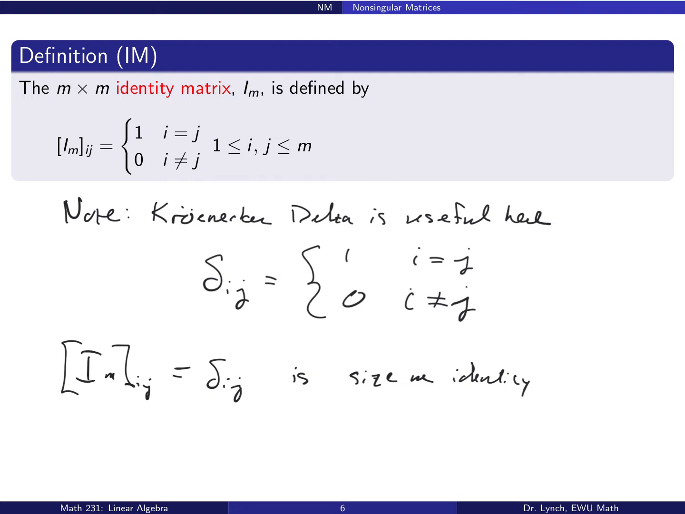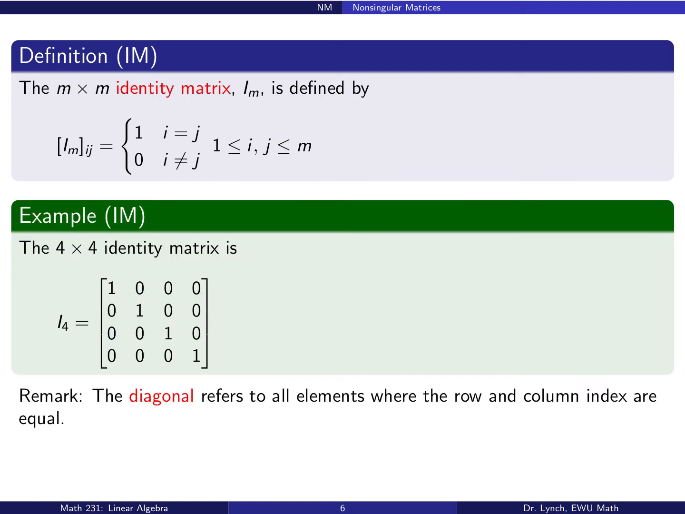Some of you may have seen this before. The Kronecker delta sub ij is the function that returns you 1 if i and j are the same, and 0 if i and j are different. Okay, so it's real quick then to represent the size m identity matrix by the Kronecker delta. Here's an example of the size 4 identity matrix, and again, we identify the diagonal with all of the elements where the row and the column index are the same. Often we say that the identity matrix has 1s on the diagonal and 0s elsewhere.